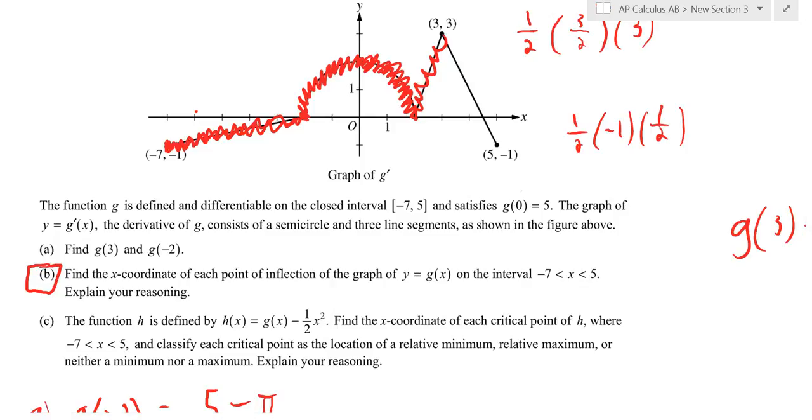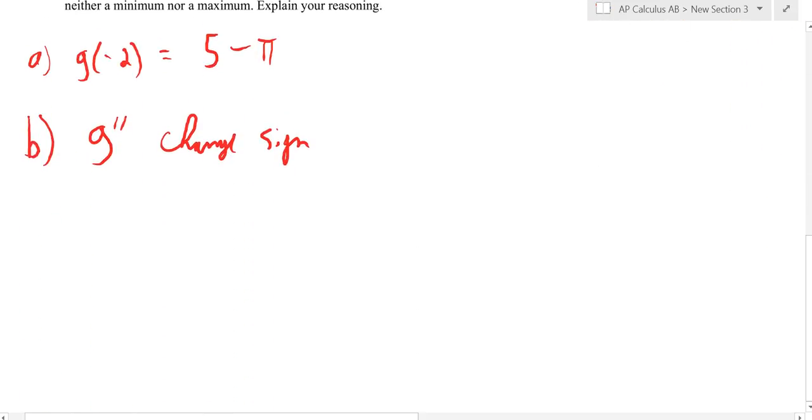Okay? And then at 3, we change direction again, which means g double prime has to change sign again. Cool? So there's 3 points of inflection. One at 0, one at 2, and one at 3. All right? And you can write it just like that.